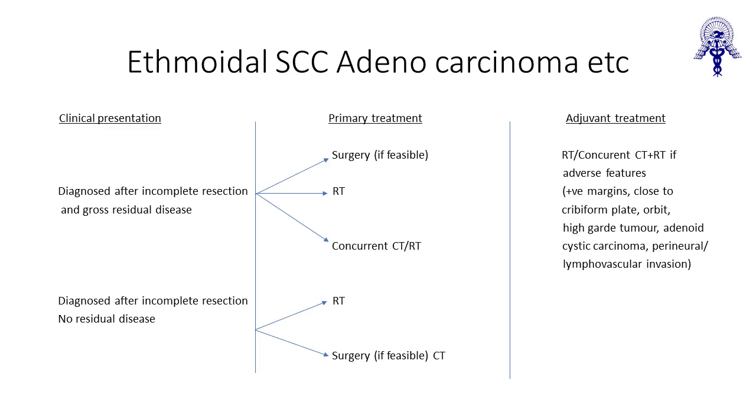So diagnosed after incomplete resection and gross residual disease, surgery if feasible, or radiotherapy, concurrent RT. Gross residual disease if there, and no residual disease, go for radiotherapy. No more surgery, go for radiotherapy, because histopathology is showing no residual disease, imaging is showing no residual disease, so go for radiotherapy. And surgery is feasible.